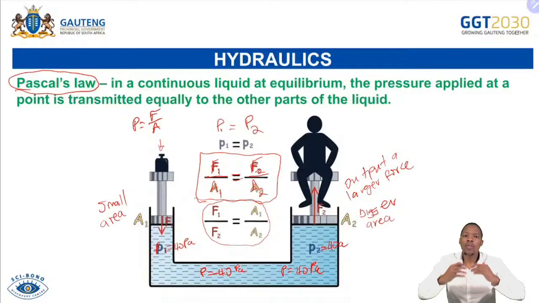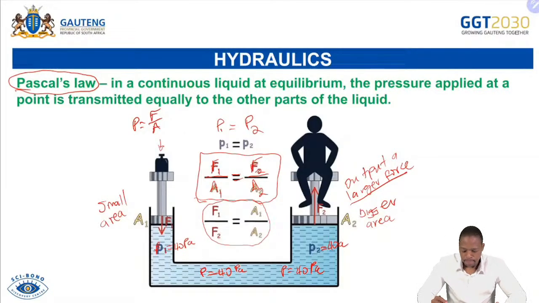That's how trucks are able to brake, because most trucks are using hydraulic brakes. You are able to brake a huge truck by simply using your feet. You brake it by applying a force on a smaller area. Then you have pressure transmitted in a continuous liquid at equilibrium, and then it gets to a larger piston. That larger piston will output a larger force there. Grade 12.